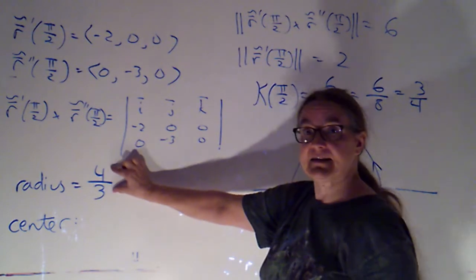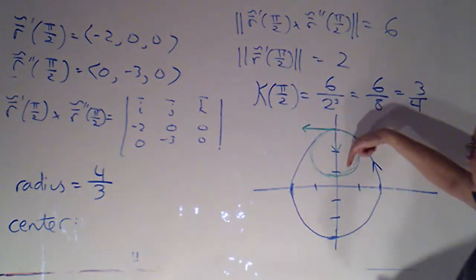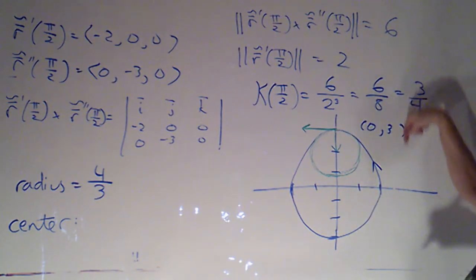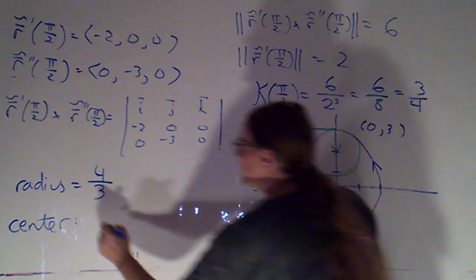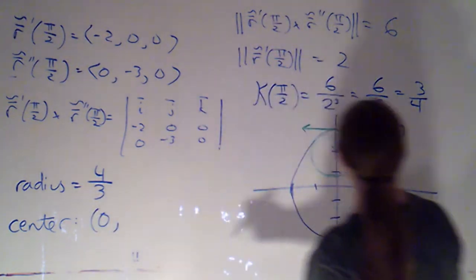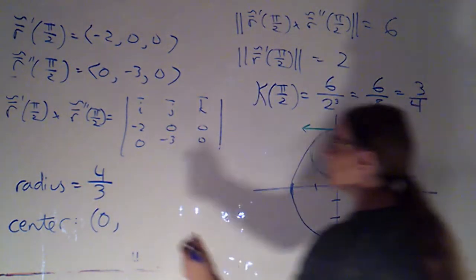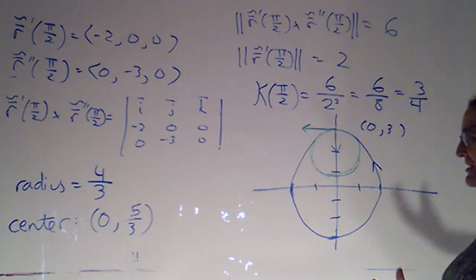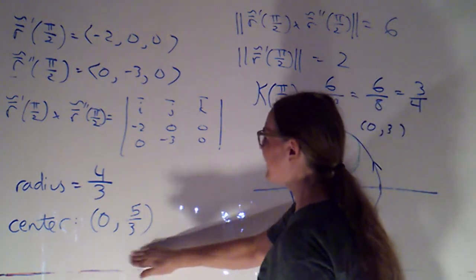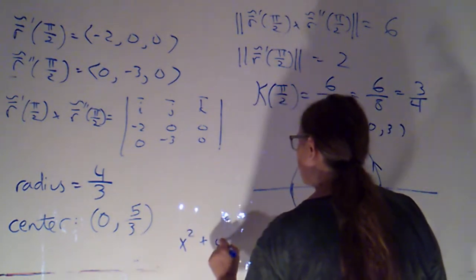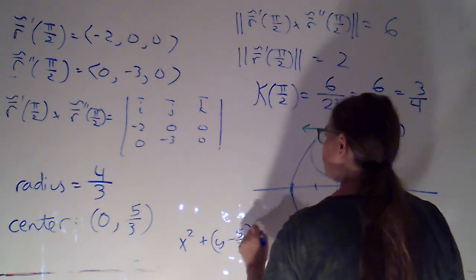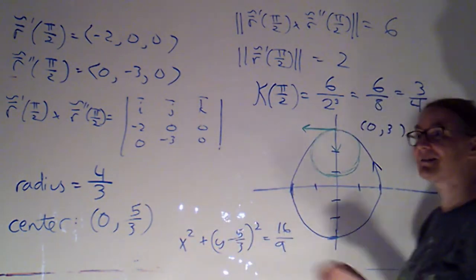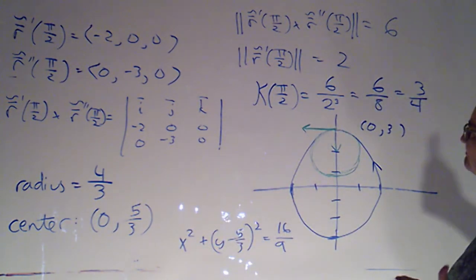Now, what would the center be? Well, we were supposed to go this distance in the direction of the normal vector. So starting here, which was at the point (0, 3), I need to go 4/3 down. So that's going to be 0, and 3 would be 9/3, minus 4/3 is 5/3. So if I wanted my equation for the osculating circle, it's just going to be x squared plus (y minus 5/3) squared is equal to 16/9. Don't forget, it's the radius squared. Okay, kind of neat.